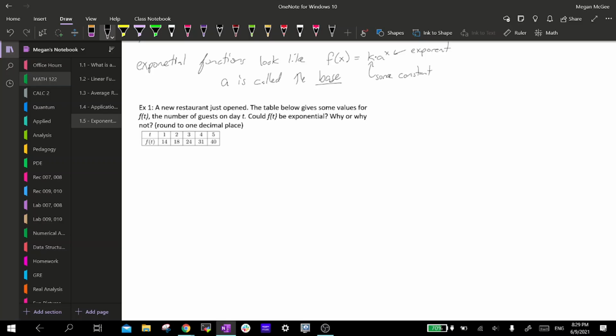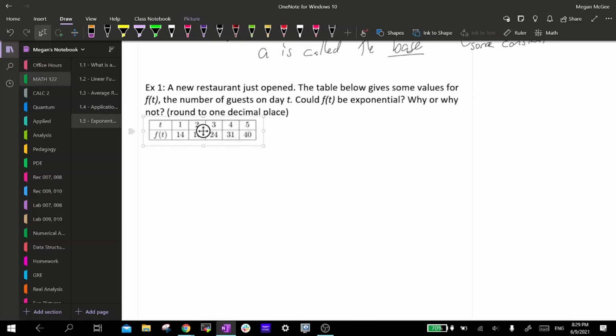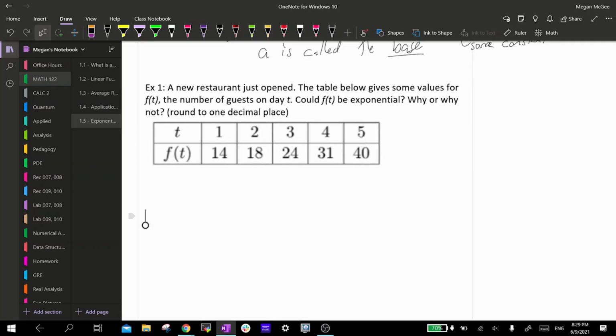So a new restaurant just opened. The table below gives some values, f of t, for the number of guests on day t. Could f of t be exponential? Why or why not? So first of all, we know all about linear functions and how to determine if a data set is linear. If we remember, it has to be equal changes in t, we are increasing by 1 each time, and constant changes in f. So let's figure out what these changes are.